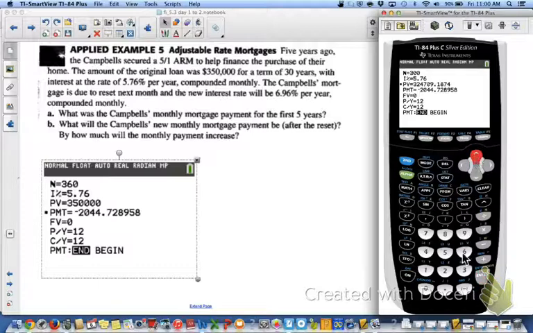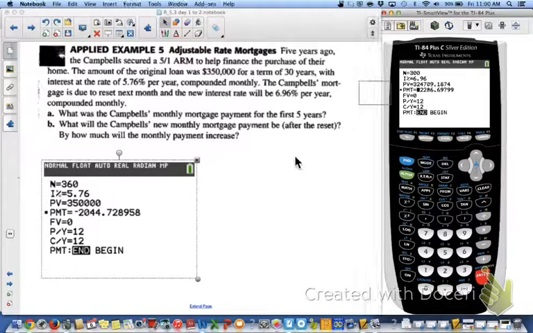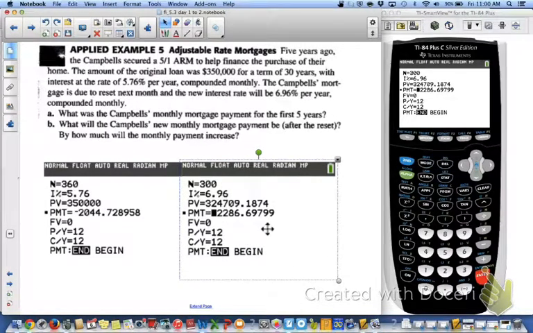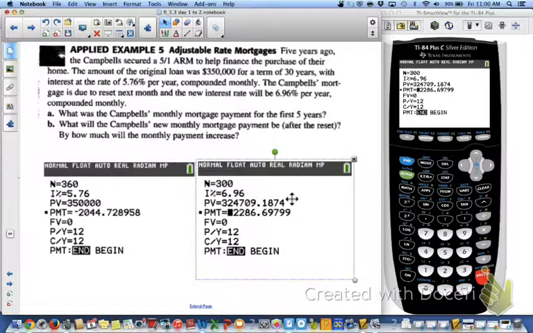Now we're going to adjust the interest rate and pretend that we're just starting from here for 25 more years with our new interest rate, which is 6.96%. Now we go back down to the payments and solve again. And now their payments jump up to $2,286.70. So their new payment after the reset will be this much. And then how much more, you just subtract that from that.